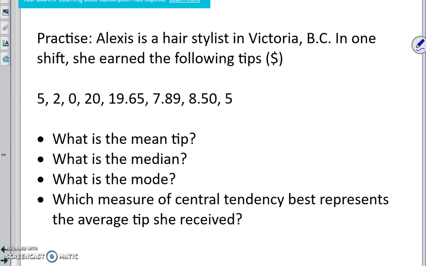Okay, so this one is sort of an all-encompassing review, I guess. Alexis is a hairstylist in Victoria, BC. In one shift, she earned the following tips in dollars: $5, $2, $0, $20, $19.65. Who tips 19.65? $7.89. I guess you're emptying your pockets. $8.50 and $5. What's the mean tip? Well, zero is pretty mean.